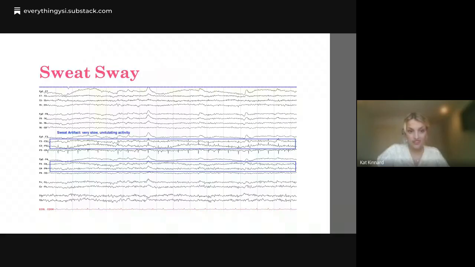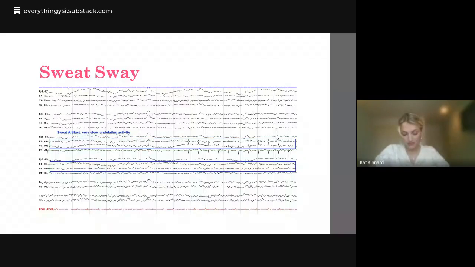So the final artifact I'm going to discuss: sweat. As sweat accumulates between the scalp and the electrode, it causes the electrical properties to change, and it causes these slow rhythmical waves. This could be mistaken for abnormal slowing. However, the patient is just sweating. And some steps you could take, you would just have to cool down the patient.